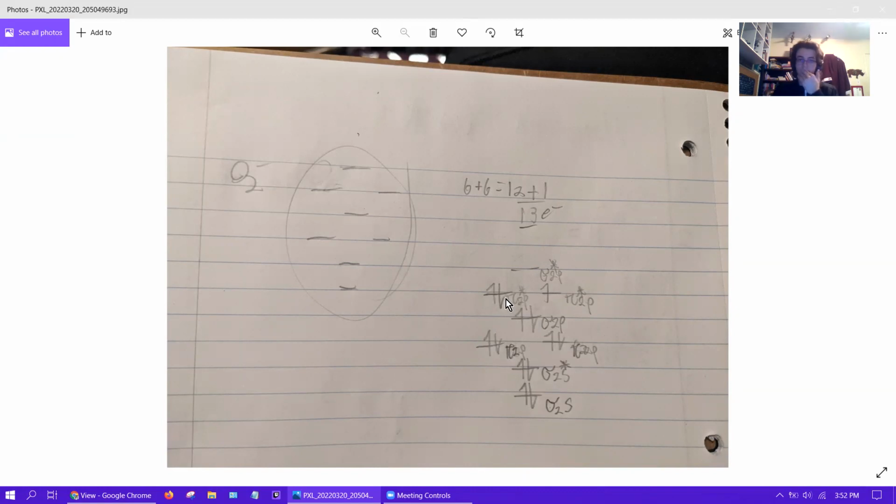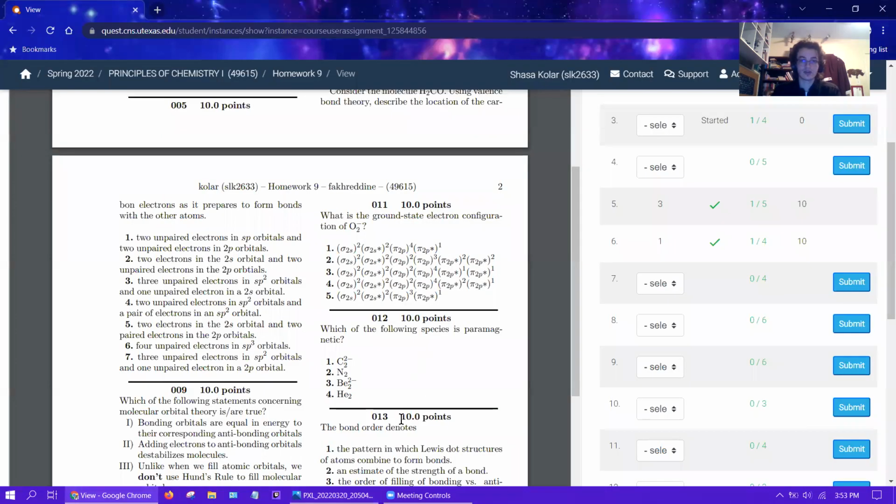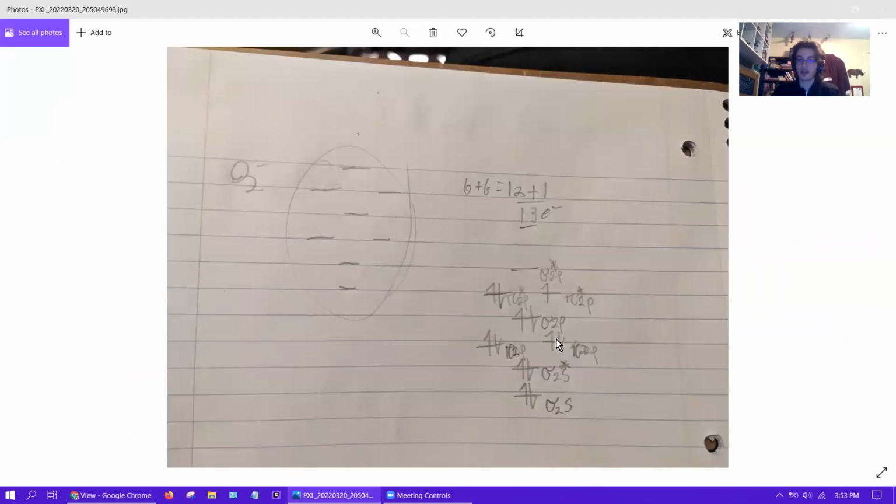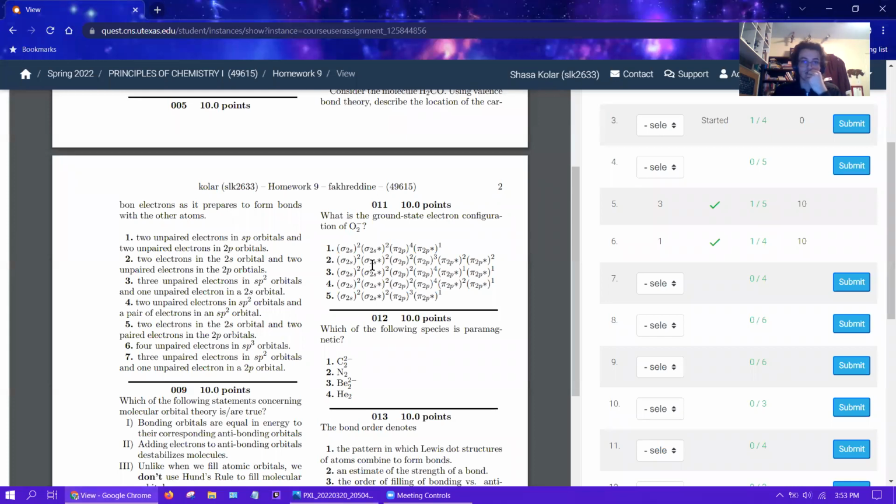We get 1 sigma 2s, and 1 sigma 2s anti-bonding. We get 2 pi 2p's bonding, 1 sigma 2p bonding. We get 1 full pi 2p anti-bonding and 1 half-full pi 2p anti-bonding. And as you can see, we just filled it out. This problem does seem to be pretty simple.